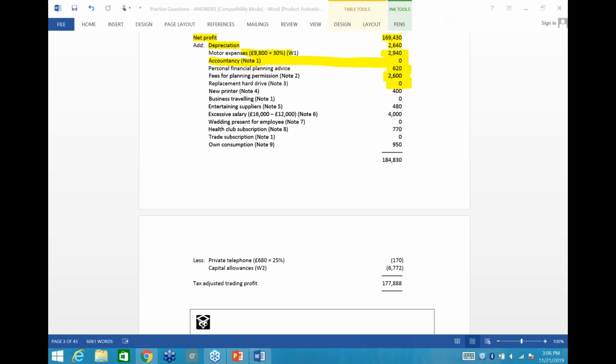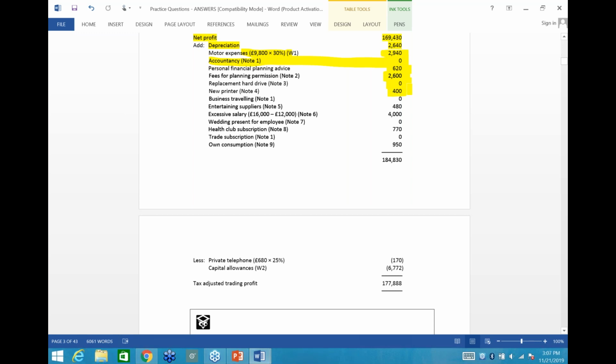Printer falls within the category of plant and machinery on which you can claim capital allowances, but 400 you cannot claim fully as it is a capital expenditure. Separately, under capital allowance computation, you can claim capital allowances, but the 400 cost incurred is a pure capital expenditure. Therefore, it's not an allowable expenditure. You need to add back 400 pounds in this situation.